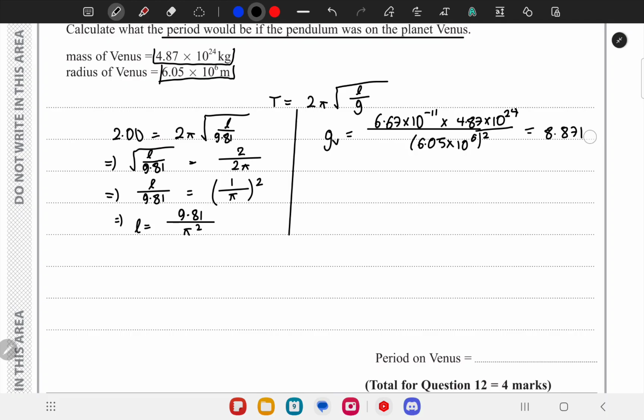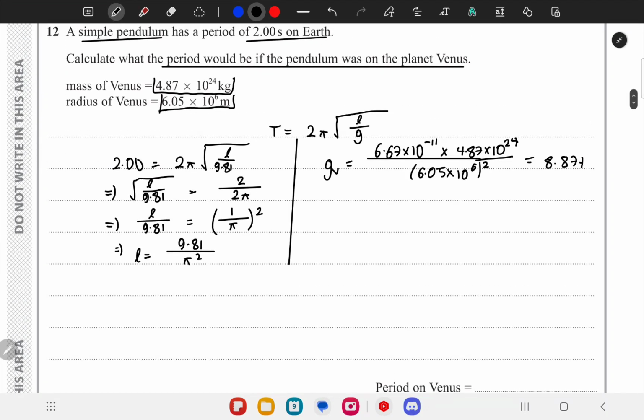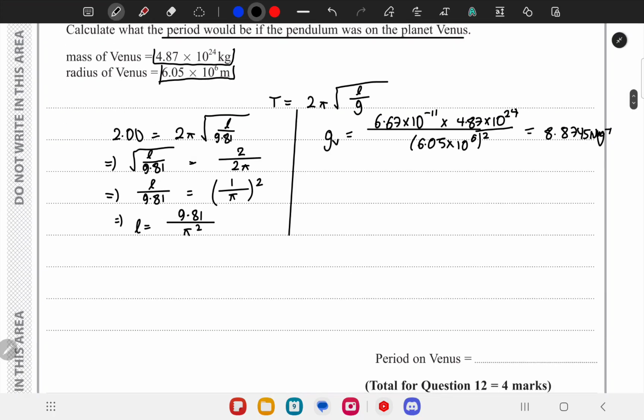Now we can take this in further. Now we can find the time period for this at Venus. It will be twice pi, the length is 9.81 by pi square, and the gravitational field strength at Mars is 8.8745. So the time period at Venus will be 2.10 seconds.